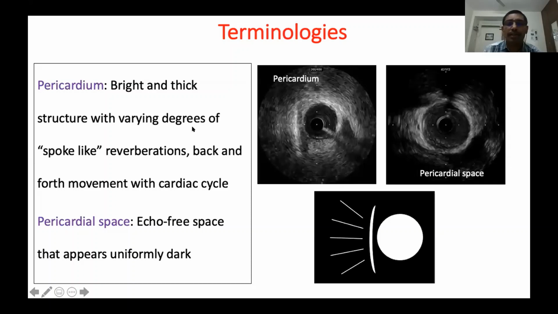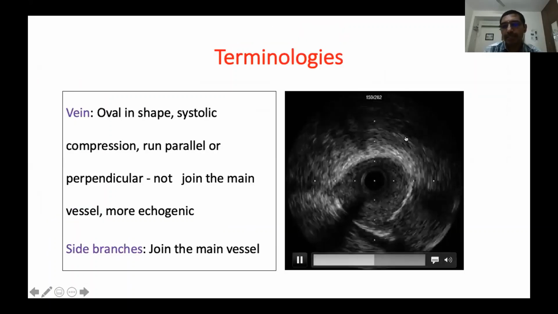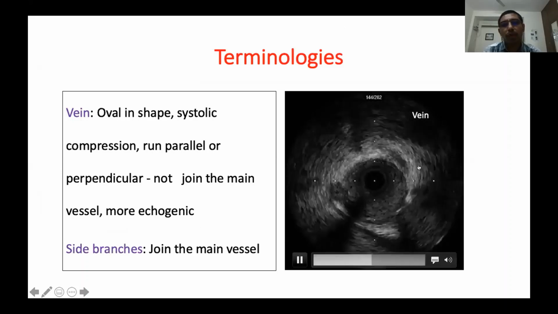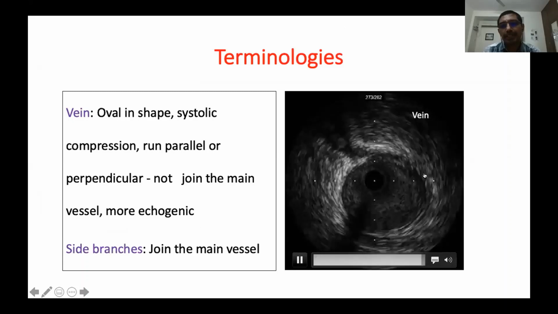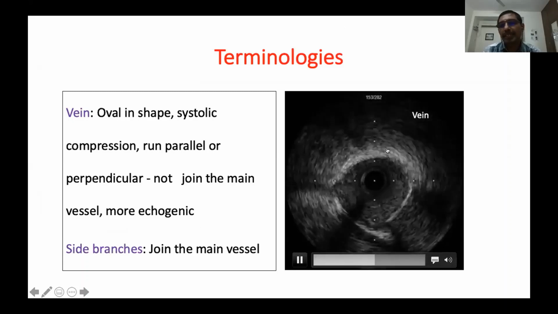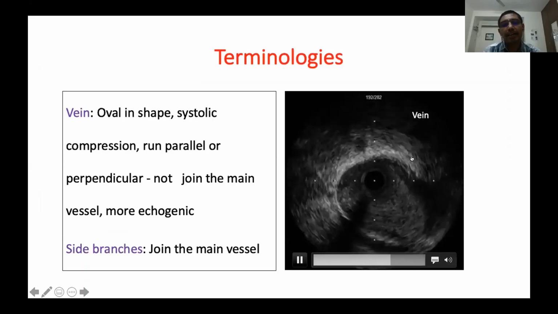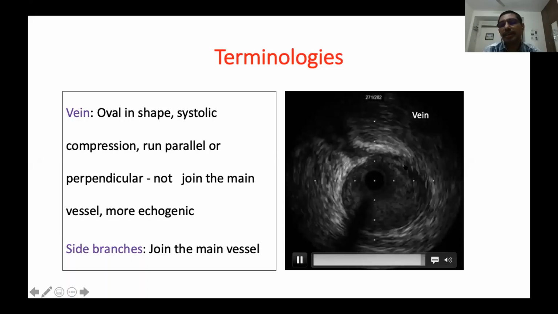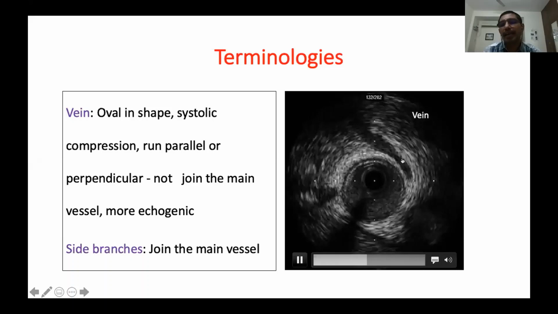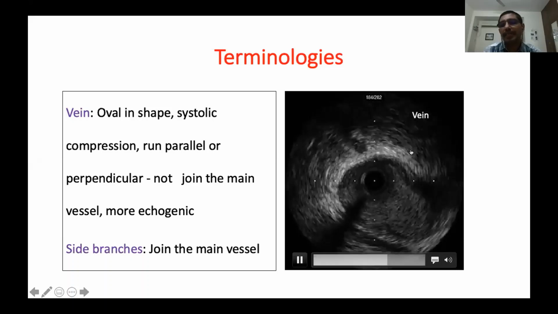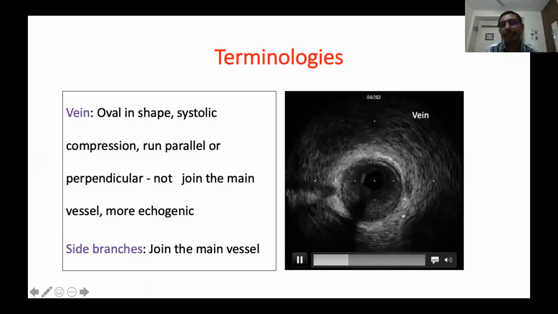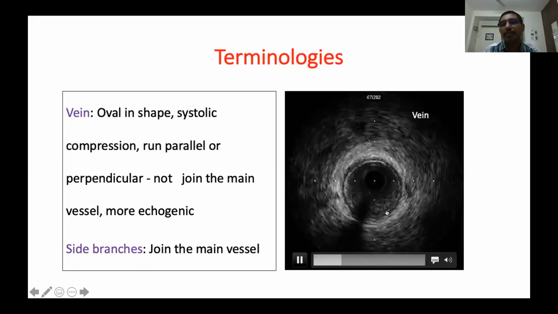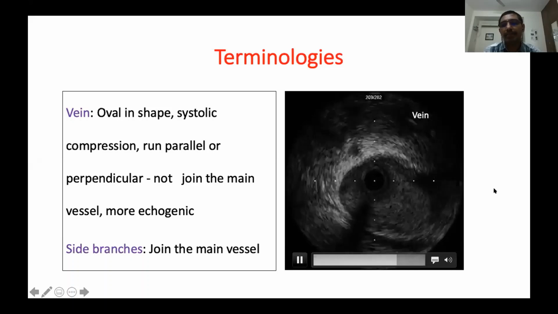And what is a venous structure? Here you can see this structure from 1 o'clock to 4 or 5 o'clock position. This is an oval structure which exhibits systolic compression, which runs either parallel or perpendicular to the artery and doesn't join it. So that is a typical definition of a vein on an IVUS image. And again, the blood speckles will be brighter because the blood moves slower in the vein. And how do you differentiate it from a side branch? A side branch is the one which joins the main vessel. Here, this is a typical example of the side branch.